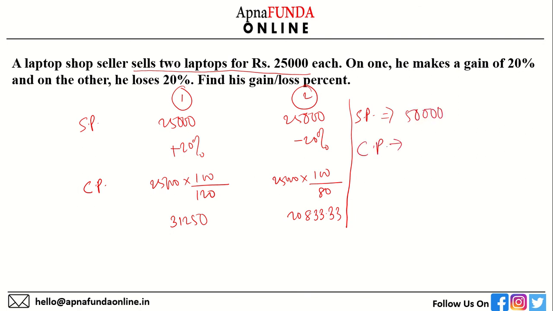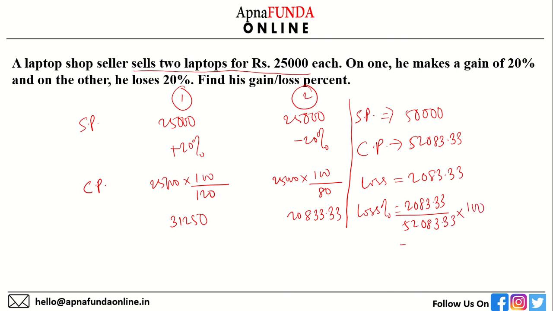and total cost price as 52,083.33. This is a situation of loss. So loss is 2,083 rupees. So loss percent is 2083.33 divided by 52083.33 into 100. This is a little complicated calculation.